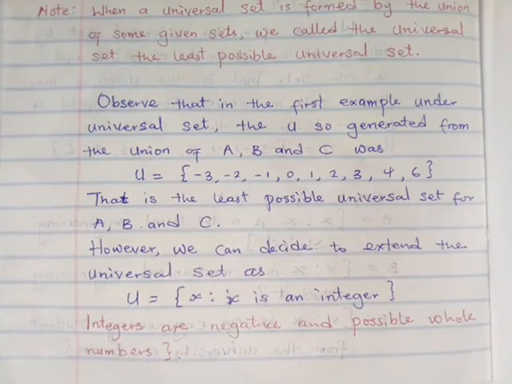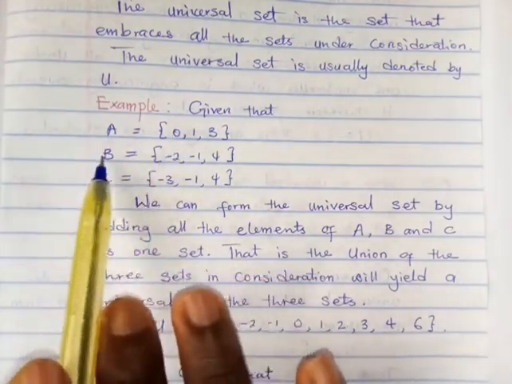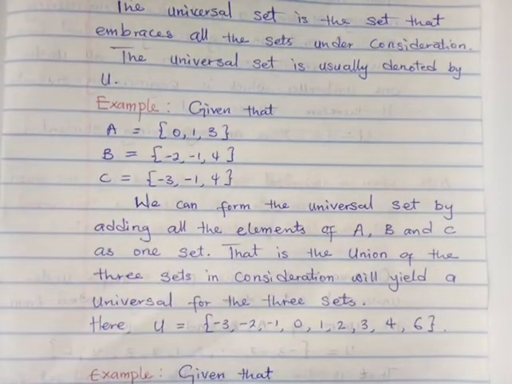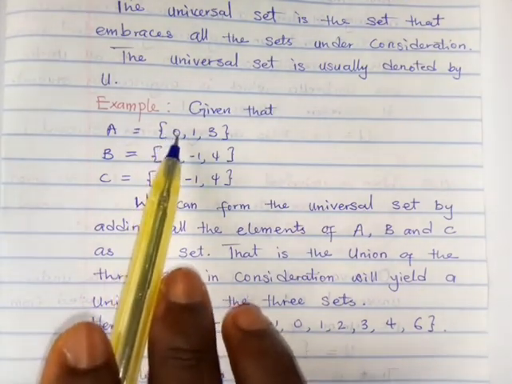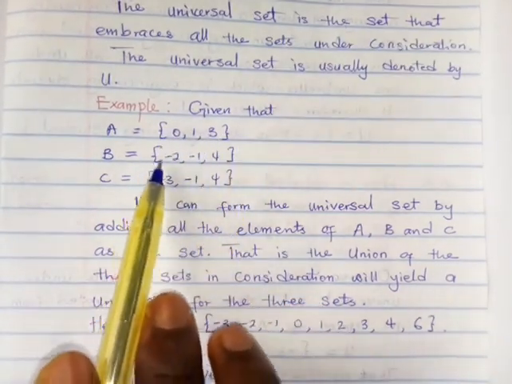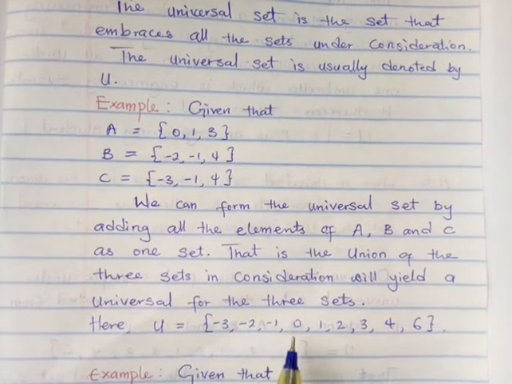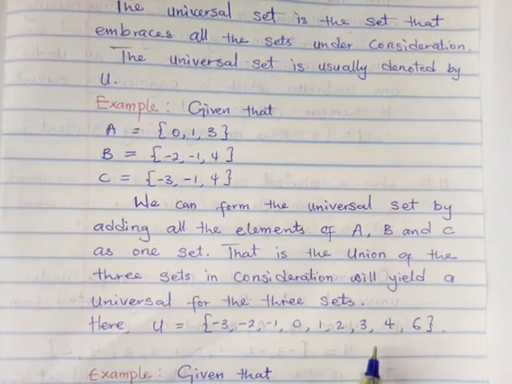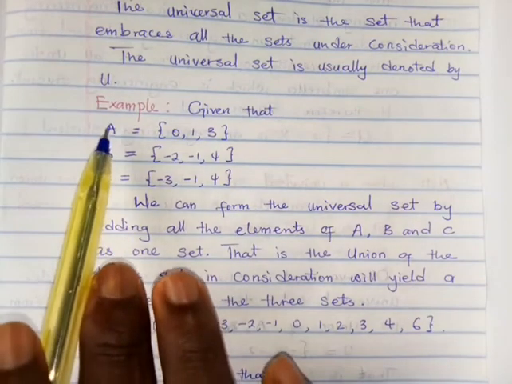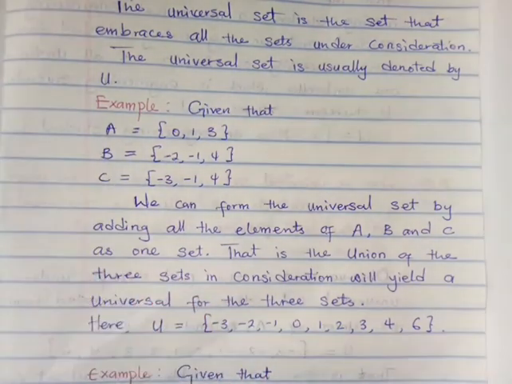Look at them. So these are the three sets. The least possible universal set we can get from them is just the addition of the three: -3, -2, -1, 0, 1, 2, 3, 4, 6. See that all the elements here are here. So the universal set contains our sets A, B, and C.